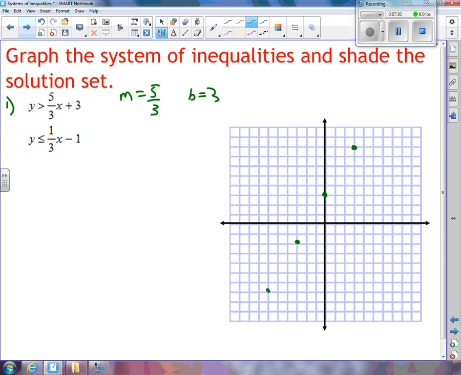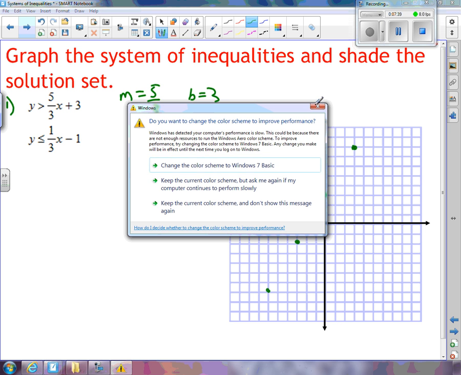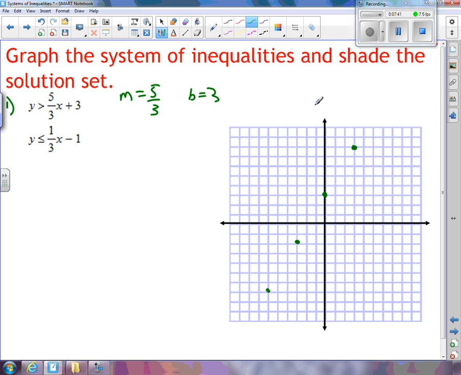So now, before I make my line, I should decide, is this line going to be solid or dotted? Based on what this inequality symbol looks like, it's just greater than, not greater than or equal to. So I'm going to make it a dotted line. Now, I just have to decide whether I want to shade above the line or below the line. Because it's y is greater than, I have to shade above the line. So that's this part of it.